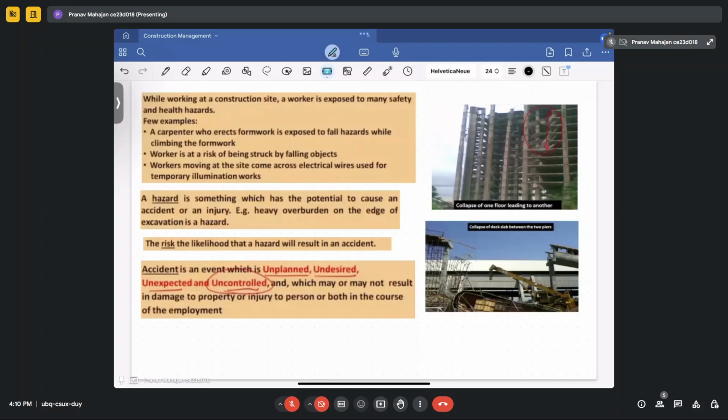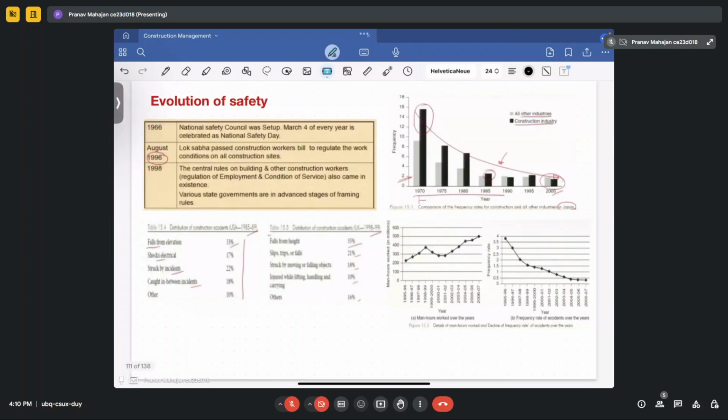So these four terms may be taken into account for defining any accidental event: an unplanned event, an undesired event, an unexpected event, and an uncontrolled event. All four together define how an accident could occur. Now, talking about the evolution of safety, how it got started.